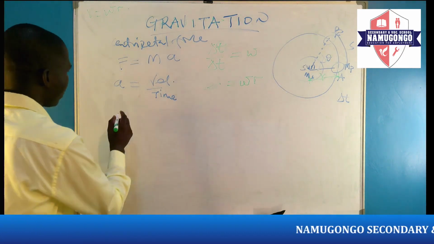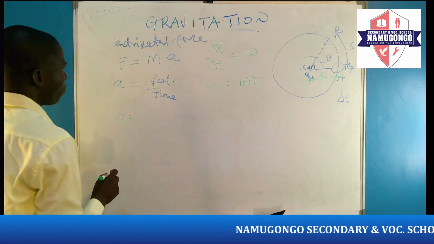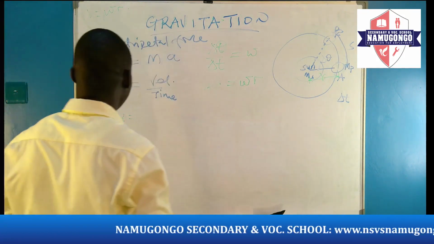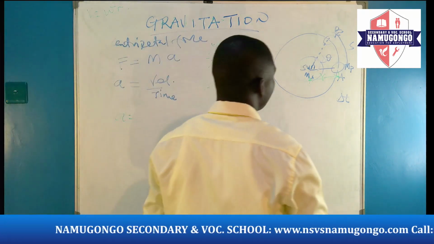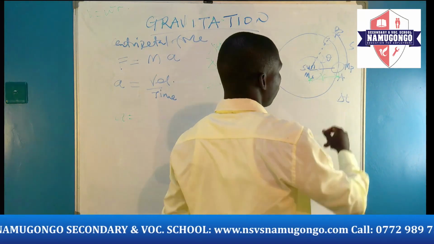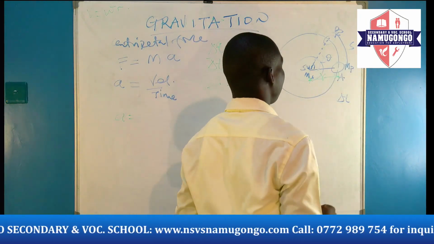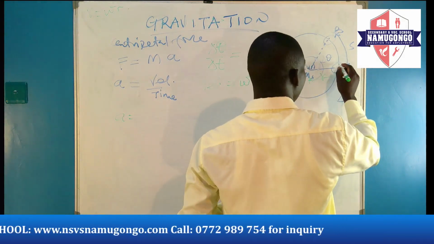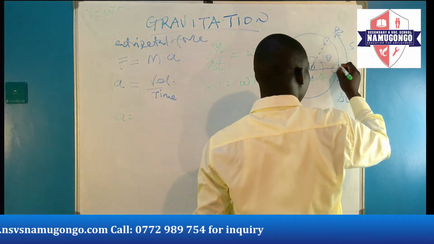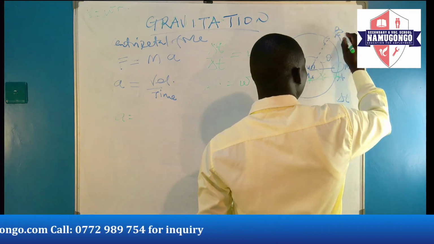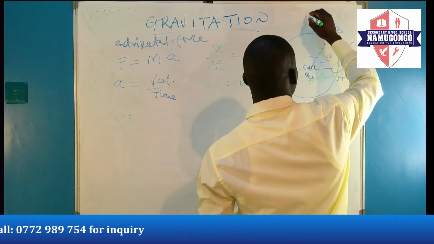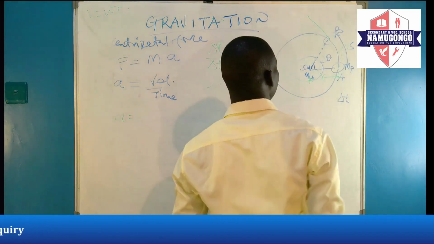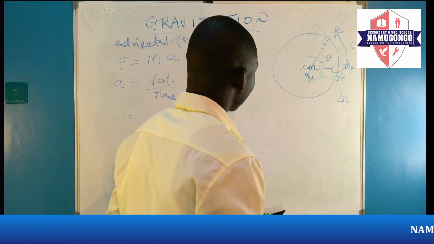So we shall have a equals the rate of change of velocity. Now we shall also get the change in velocity. We shall consider this body. When it moves from point A to point B, its velocity will change. At this point it is moving with that velocity, and when it reaches here, it will still have the same velocity v.